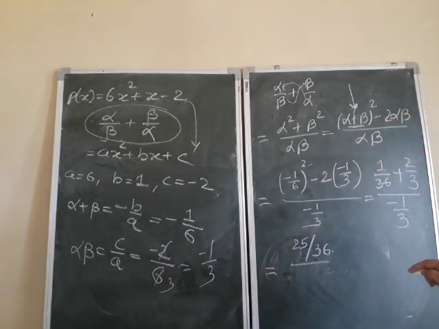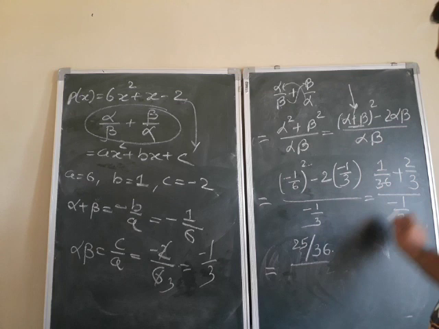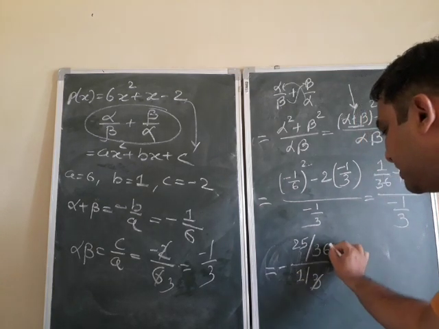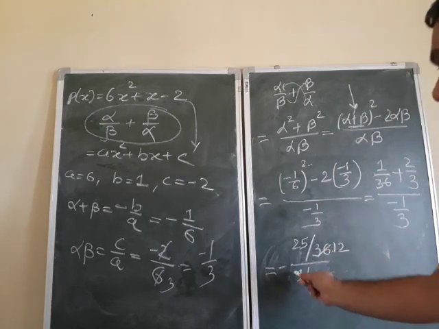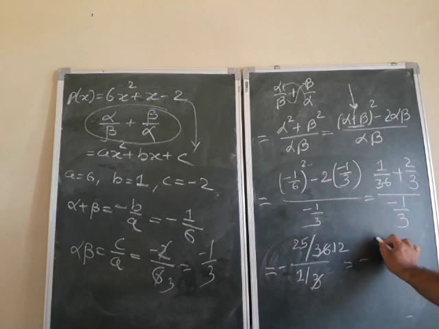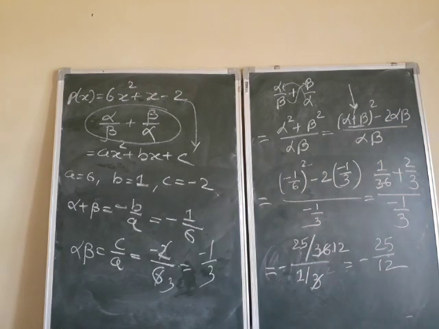See, take the LCM and solve. And this is minus 1 by 3. Minus I write here and 1 upon 3. Now 3 12s are 36. So the final answer is minus 25 upon 12. Minus, this is the simplification, 25 upon 12. This is the simplification. Over.